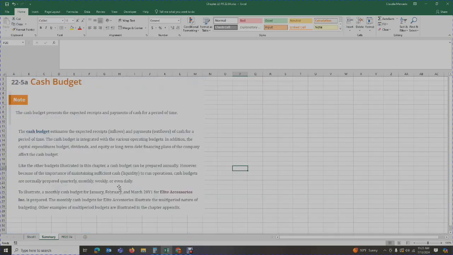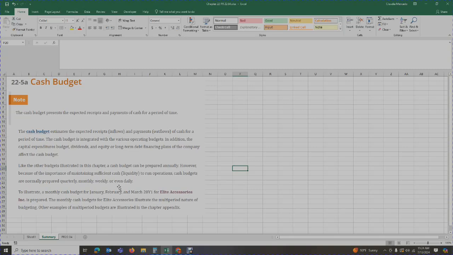Now, for the summary, I brought over just a small section that entails talking about the cash budget, but there is just a wealth of information provided to you in the ebook. Okay, so what is a cash budget? The cash budget presents the expected receipts and payments for cash for a period of time. Cash is super important for any business because it is used for the operations to make decisions. Are we going to buy? Are we going to sell? What are we going to do?